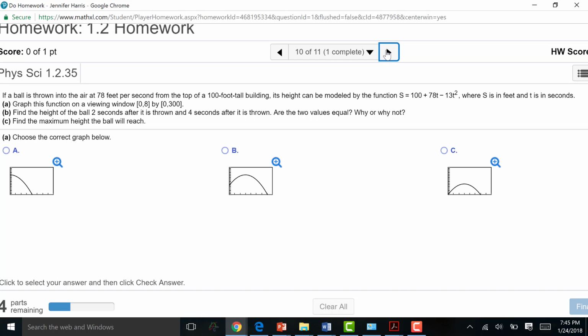So if you type that equation that you see in Desmos, it's gonna give you a curve that looks like this, because you're throwing a ball. So again, try it out. Let me see what you think.